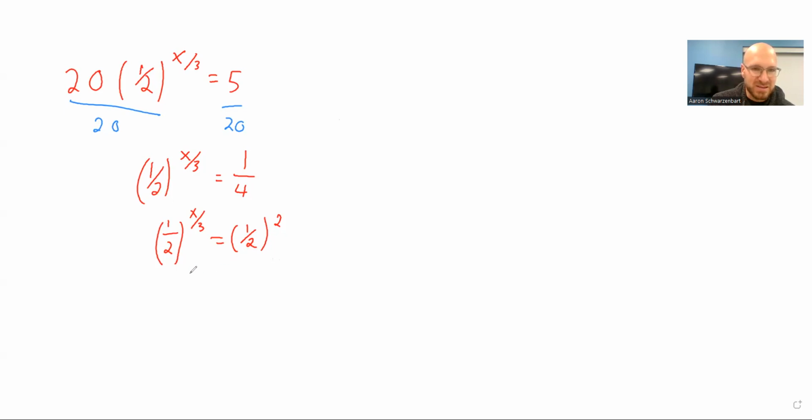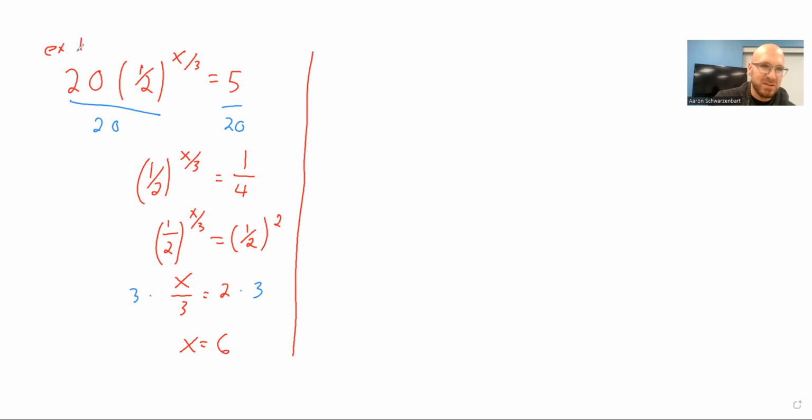Now that my bases are the same, since they're both 1/2, I can just set the exponents equal, because 1/2 to one power has to equal 1/2 to the same power. So x over 3 has to be equal to 2. I will multiply both sides by 3 and get x equals 6. That is my first example. Now we're going to do example 2.